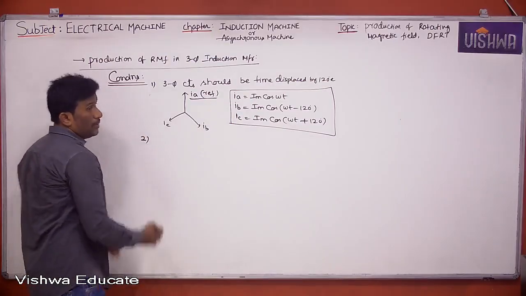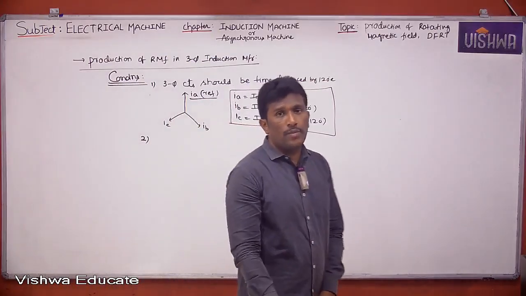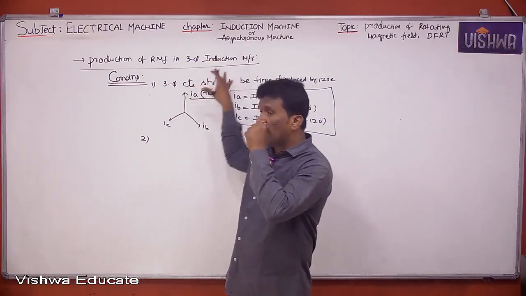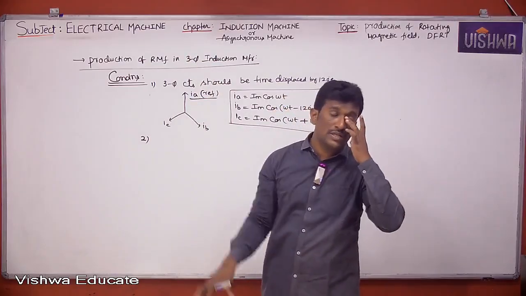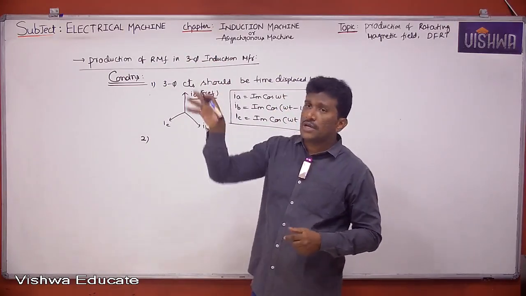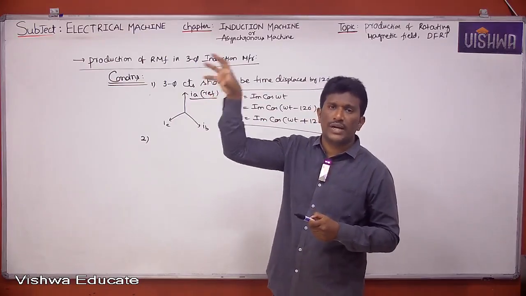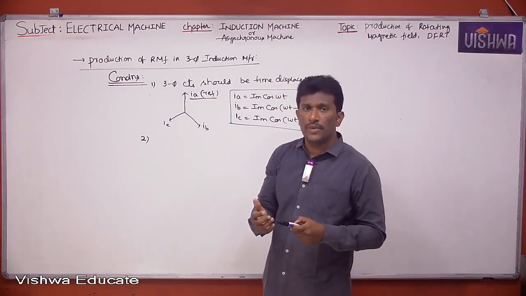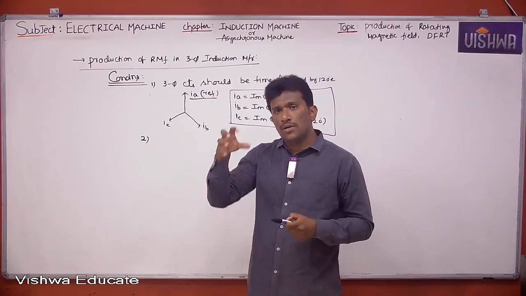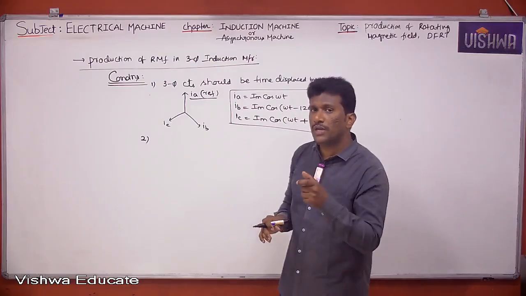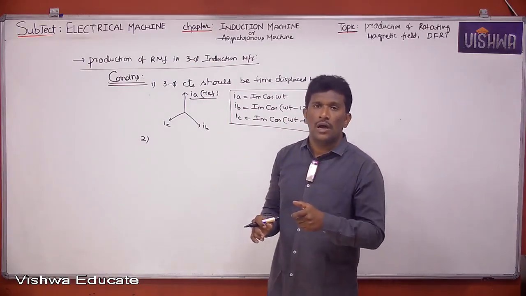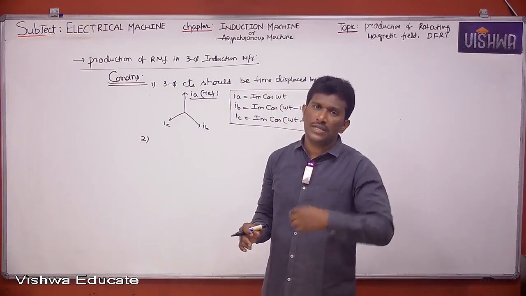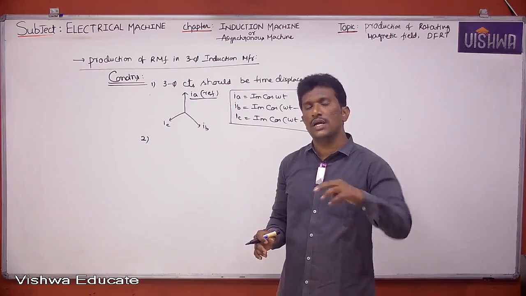Now the second one. What is one more condition for producing rotating magnetic field? In a three-phase induction motor, we have A phase, B phase, C phase, three phases. In A phase, we place some windings, and you have to maintain a physical displacement angle of 120 electrical, so then only I can place windings in B phase. That means there should be physical displacement of 120 electrical between A phase windings and B phase windings, B phase windings and C phase windings, similarly C phase windings and A phase windings.